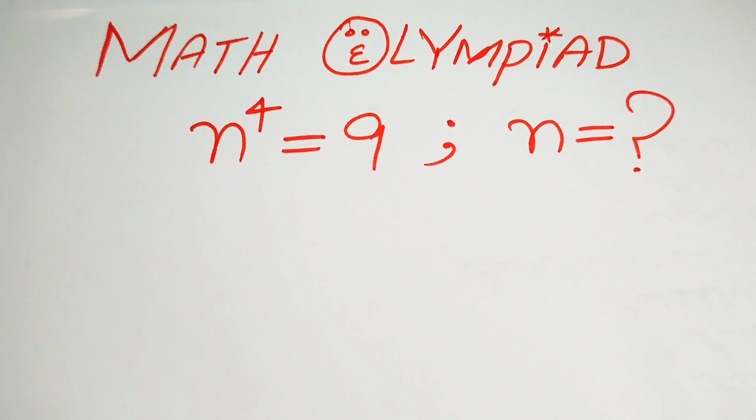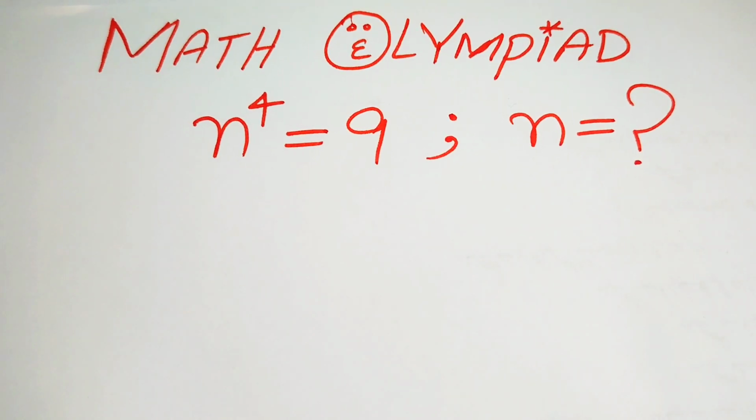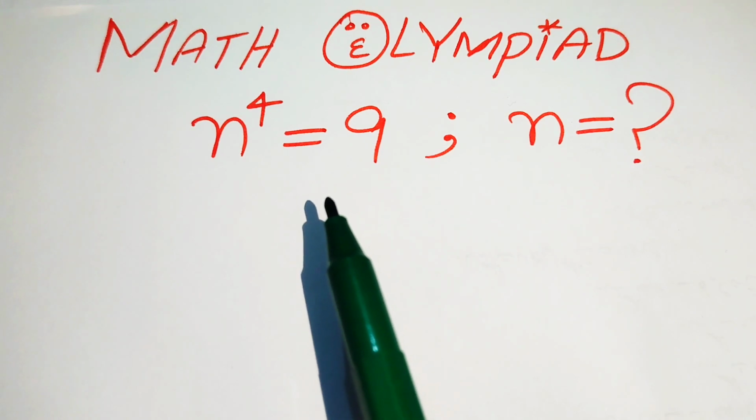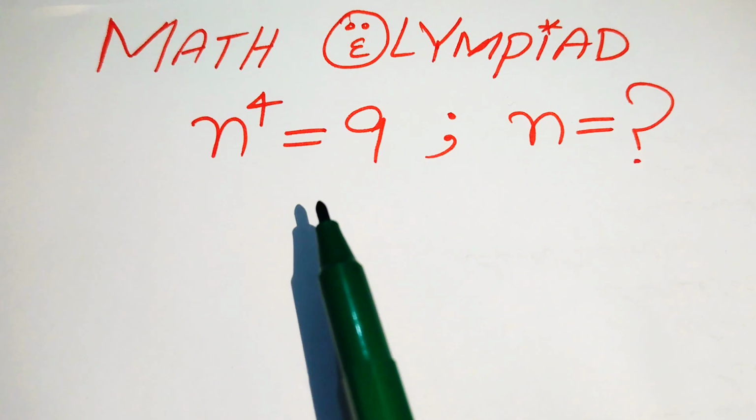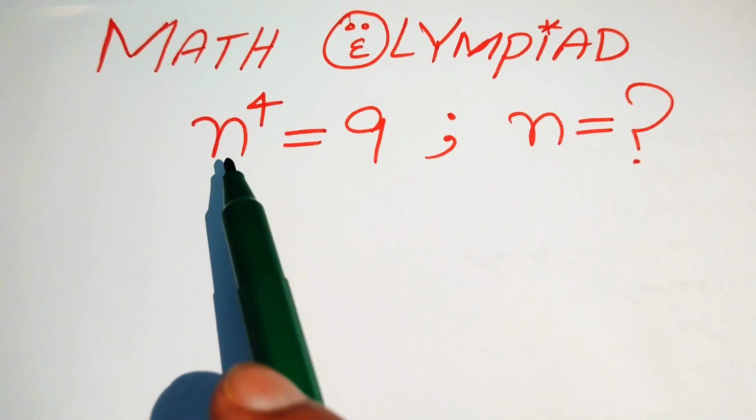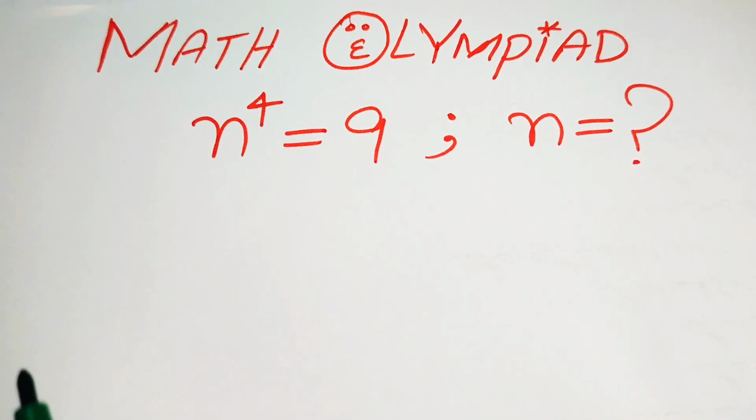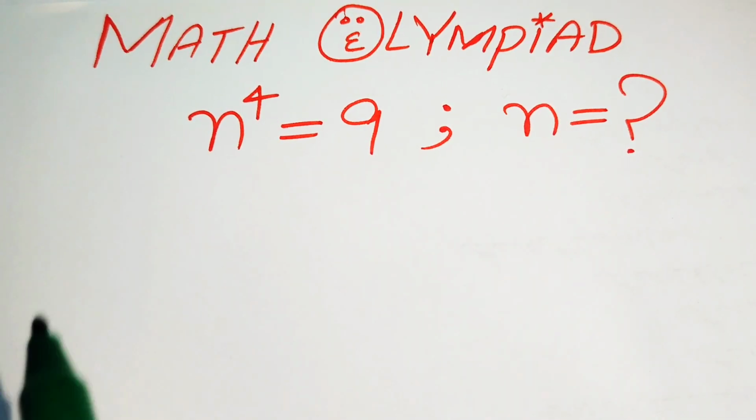Hello everyone, welcome to solve this math Olympiad algebra problem, and here we have n to the power of 4 equals 9, and we solve this problem for the values of n. So the very first step we are going to do is focus on the exponent, and our exponent is 4. It means that we have 4 roots of this equation. So now we find these 4 roots.